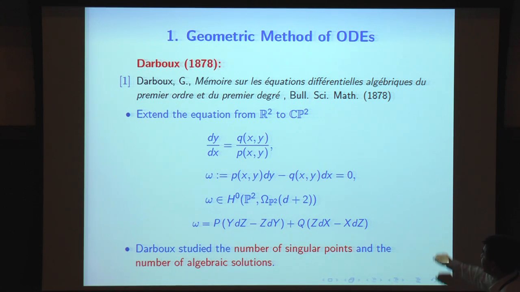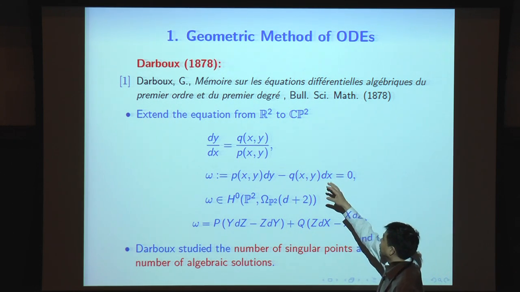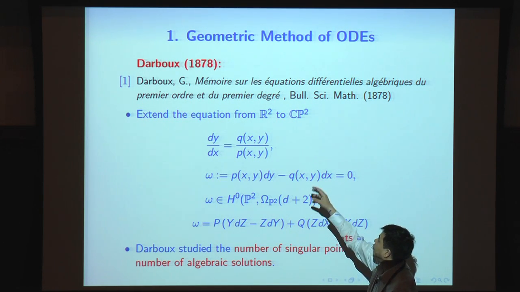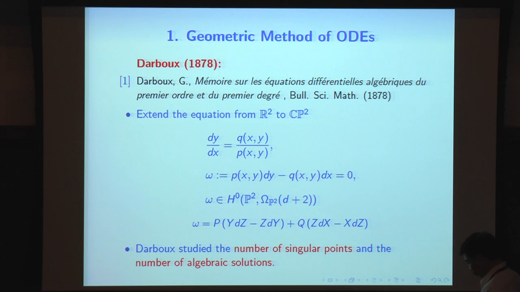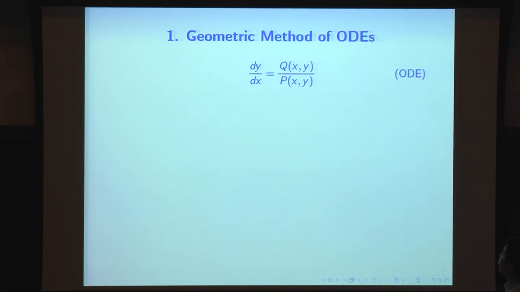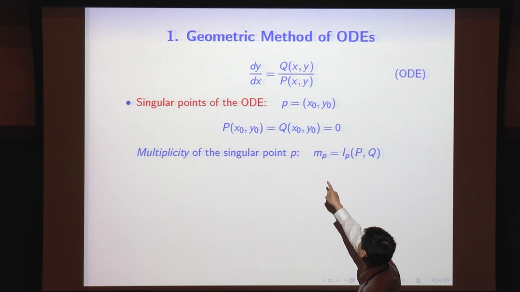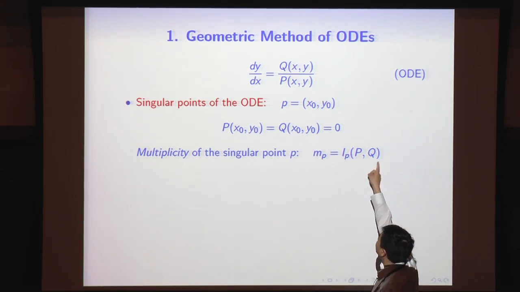And Darboux studied the number of singular points of this equation and the number of algebraic solutions of this equation. So what is the singular point of the ODE? The singular point means the common zero of P and Q. For this singular point, we can define the multiplicity of the singular point. This is exactly the intersection number of the two polynomials at P.